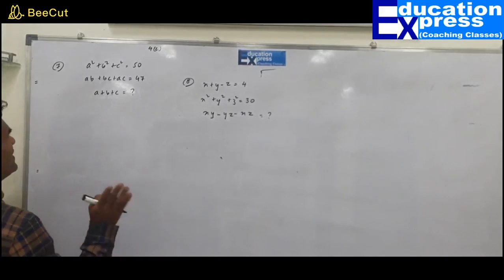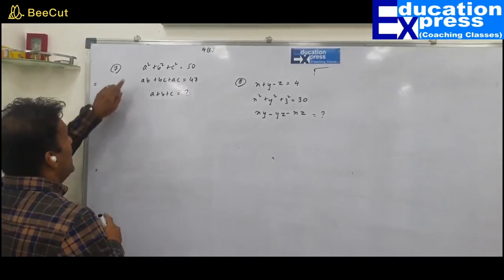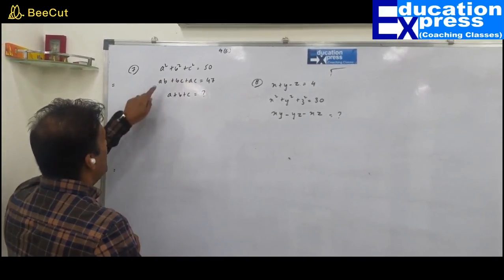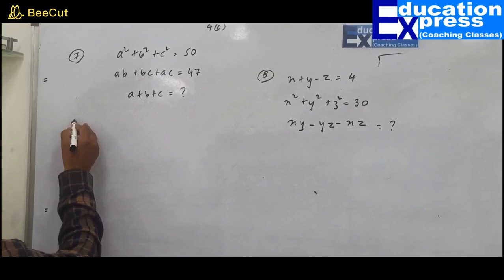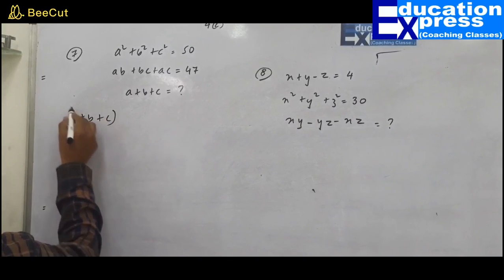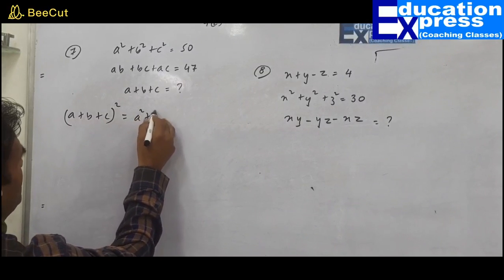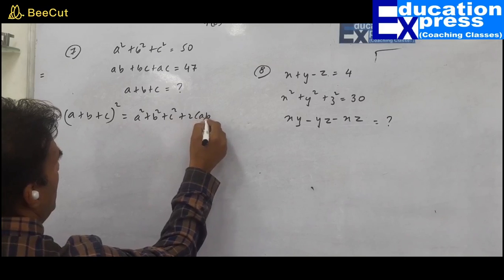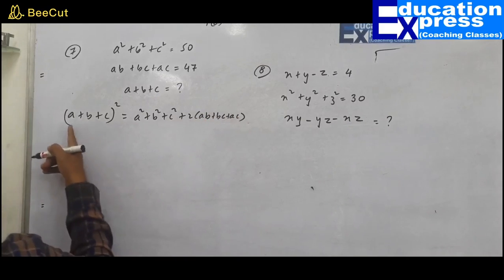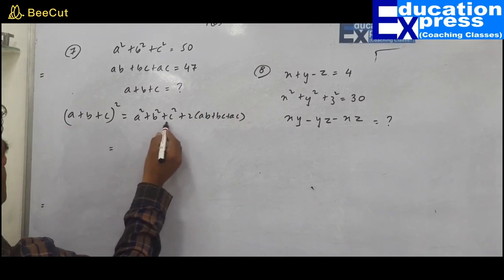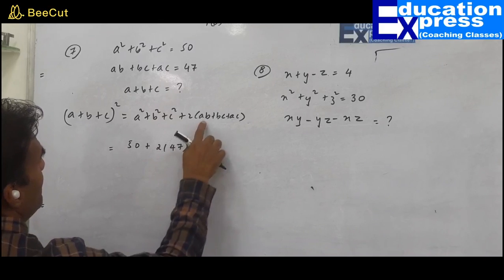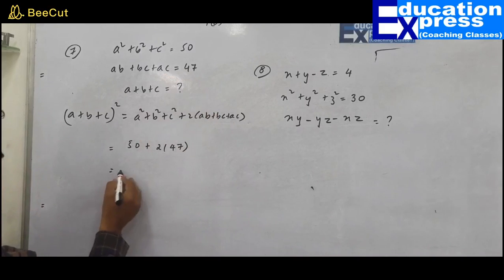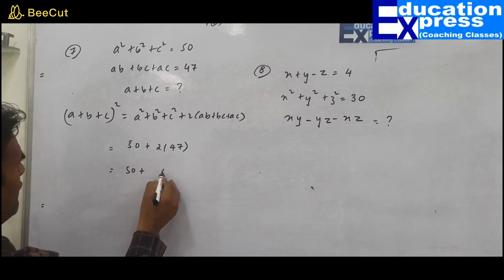Let's move on to question number 7, which is again the same type of question. A square plus b square plus c square is 50. ab plus bc plus ac is given to us. We have to find a plus b plus c. So can I say a plus b plus c whole square equals a square plus b square plus c square plus 2 times (ab + bc + ac)? What is the value of a plus b plus c? We don't know yet. What is the value of a square plus b square plus c square? That's 50. Plus 2 multiplied by 47, because ab plus bc plus ac is 47. 50 plus 2 times 47 is 94.